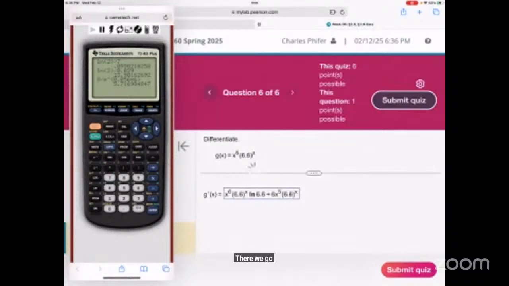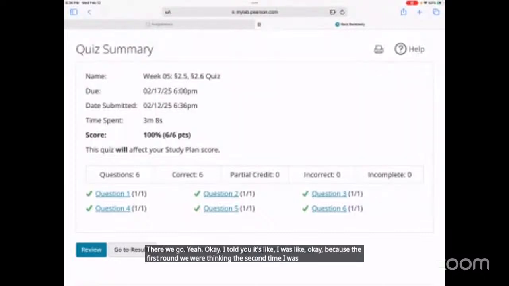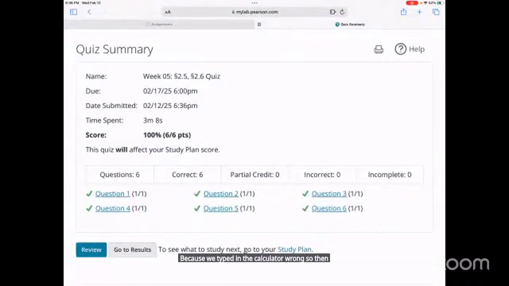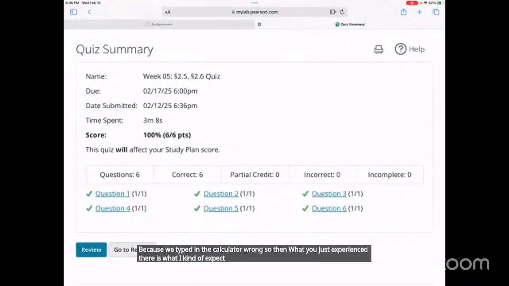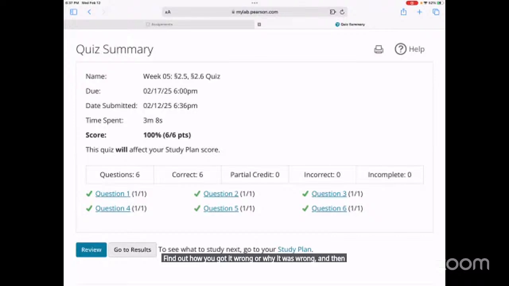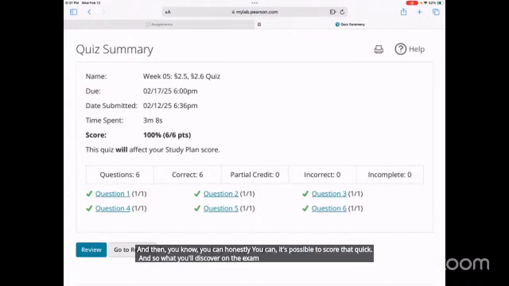I told you, the first round we were thinking one thing, and the second time we knew what we were thinking was proper. We found our error, right? Because we typed it in the calculator wrong. So what you just experienced there is what I kind of expect you all to do. If you take a quiz and you don't like the score, find out how or why it was wrong, and then go back and do it again. It's possible to score that quick. And what you'll discover on the exam is it'll pretty much be a similar format as these quizzes, just longer. It's going to be like 20 odd questions or whatever.